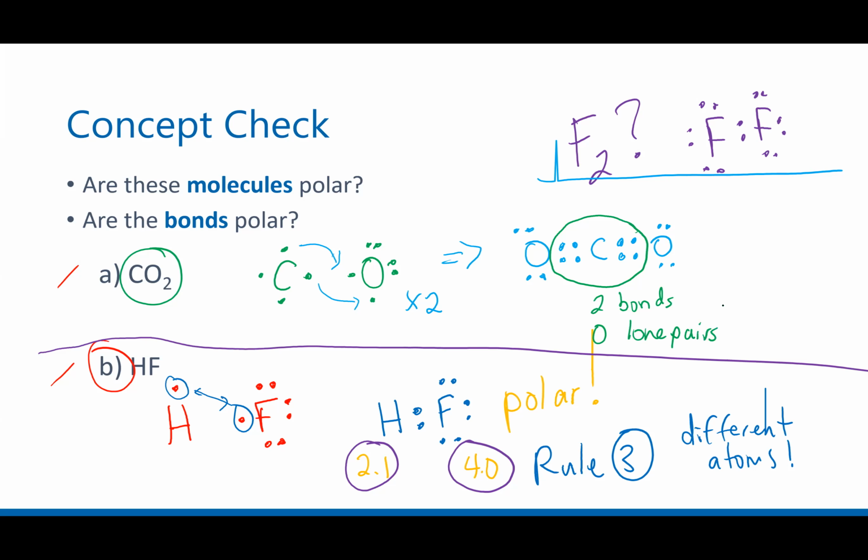Okay, so let me just go back and ask ourselves the 3 questions. Are there more than 3 different elements? No. Are there lone pairs on the central atom? No. And then rule 3, if there is no central atom, well, that doesn't apply here. There is definitely a central atom. So the answer to all my questions is no. That means non-polar.